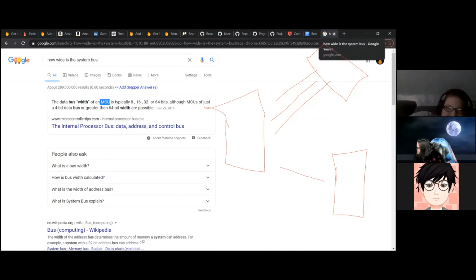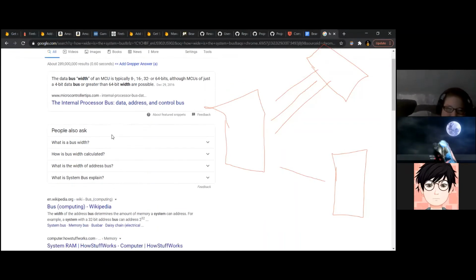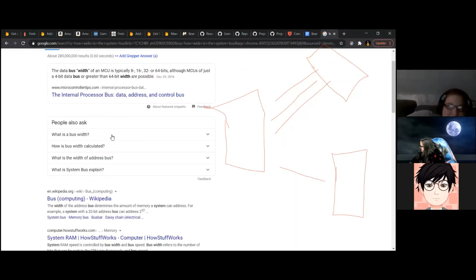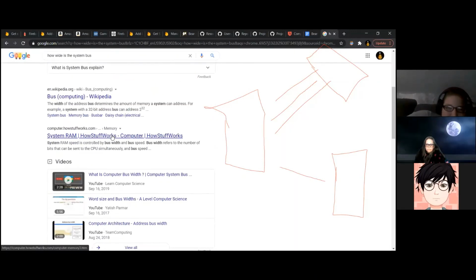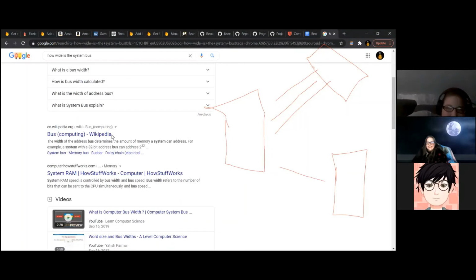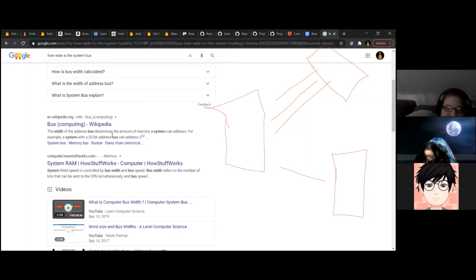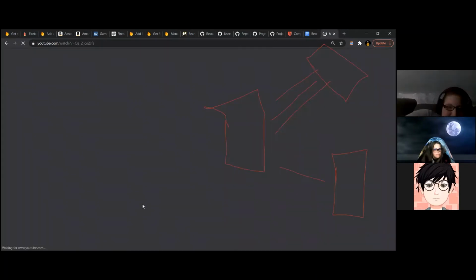The width of the address bus determines the amount of memory a system can address. For example, a system with a 32-bit address bus can address 2 to the 32. Oh, okay. I couldn't see it because your face was over it. System RAM, of course, doesn't have anything to do with that. Oh, let's watch this video for 2 minutes and 28 seconds. All right.